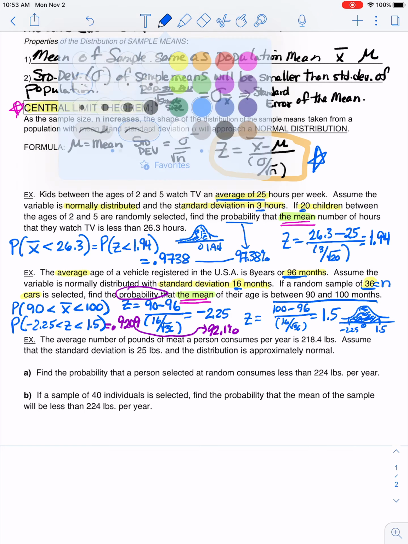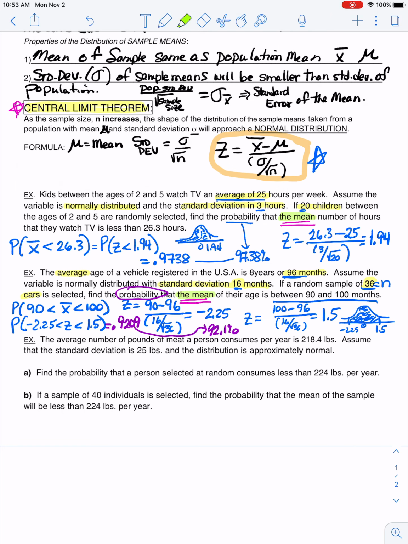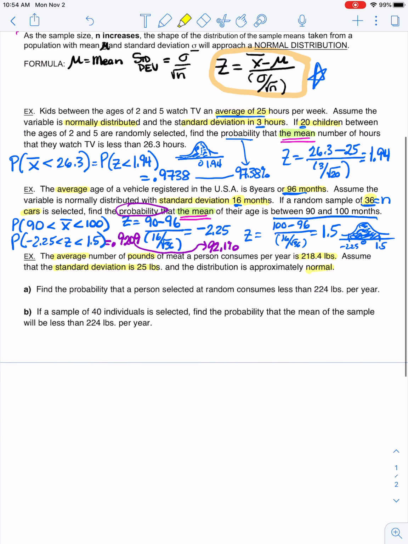All right, then I have one last example for you here. This one's actually kind of funny. The average number of pounds of meat a person consumes per year is 218.4 pounds. Assume that the standard deviation is 25 pounds and the distribution is approximately normal. Part A. Find the probability that a person selected at random consumes less than 224 pounds per year.